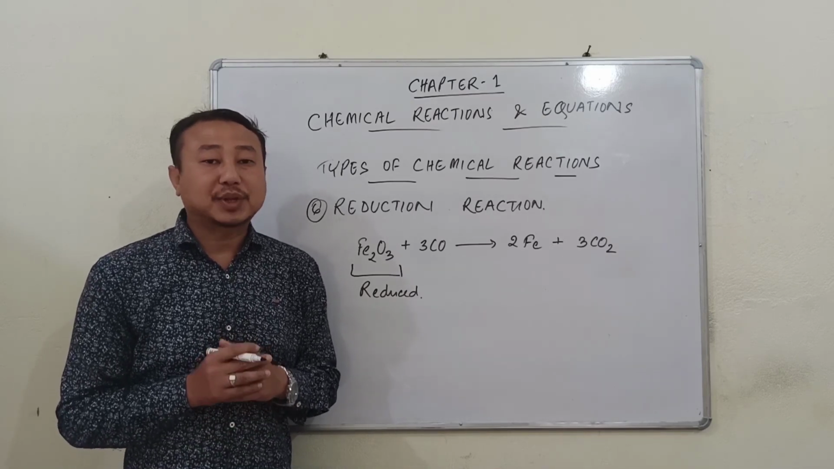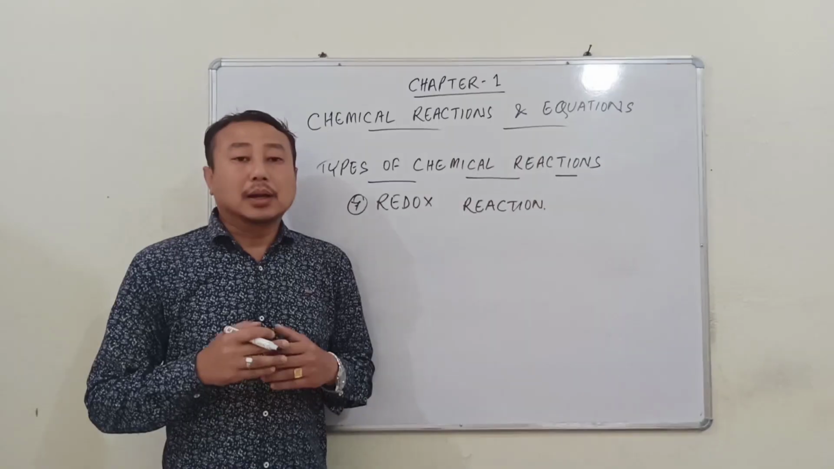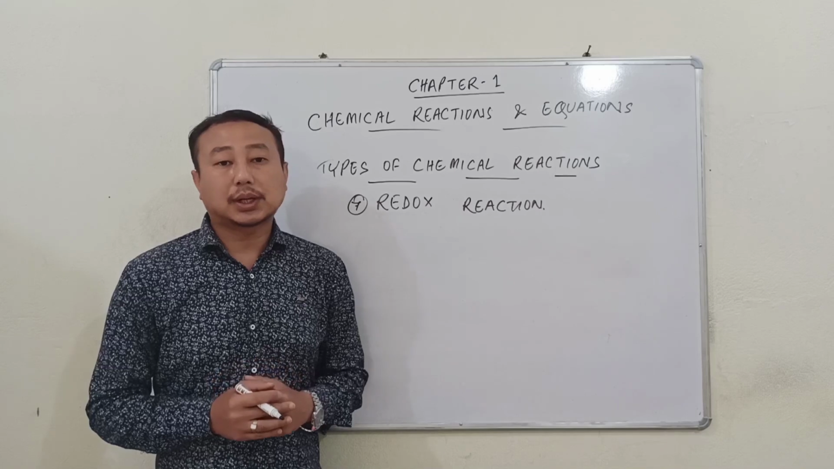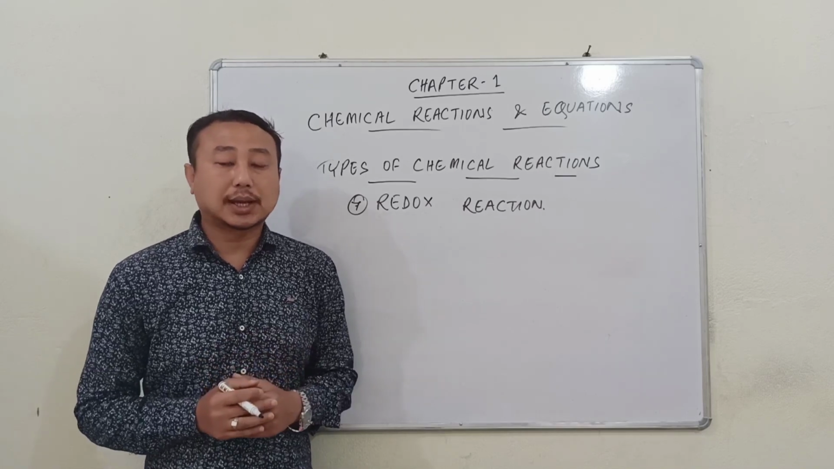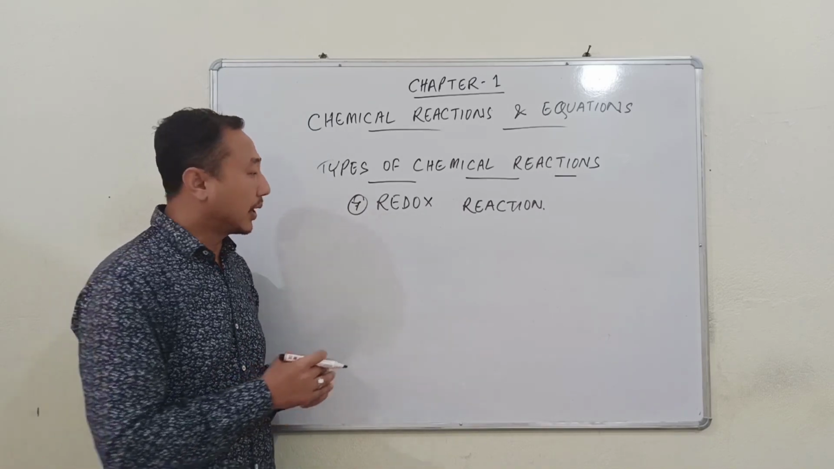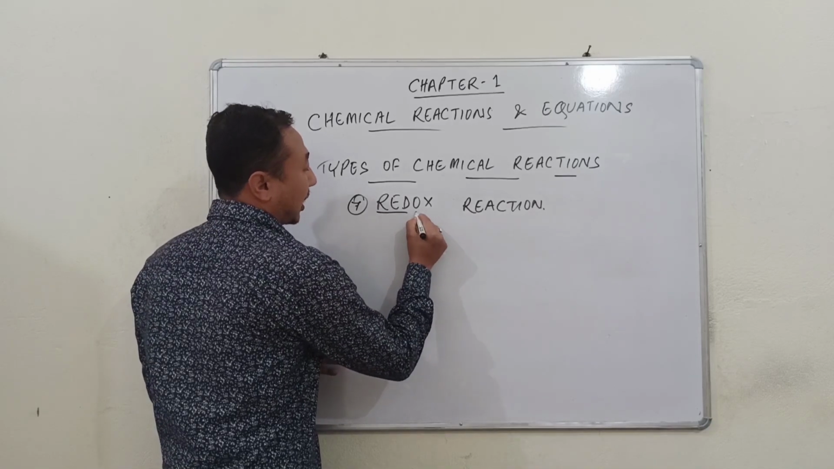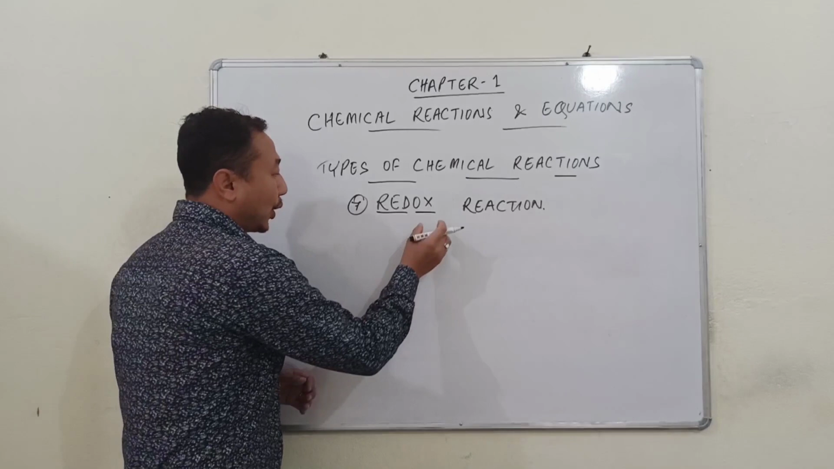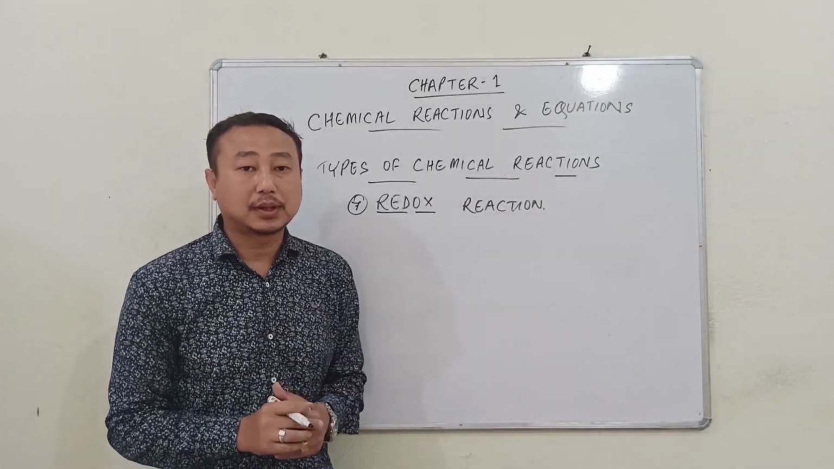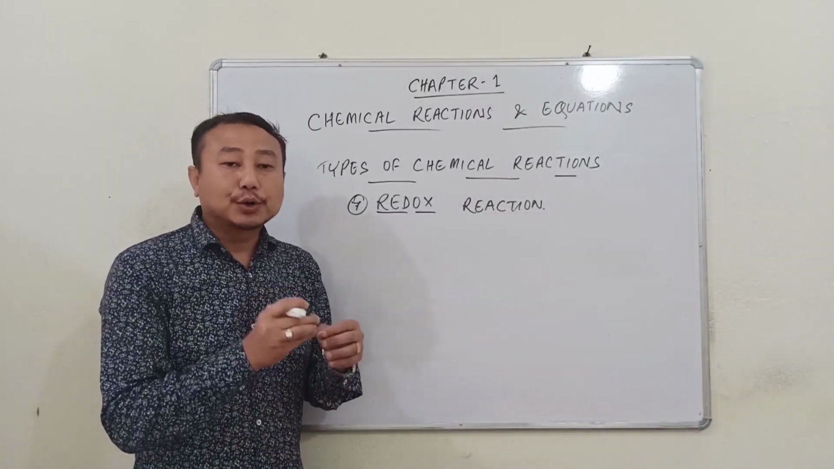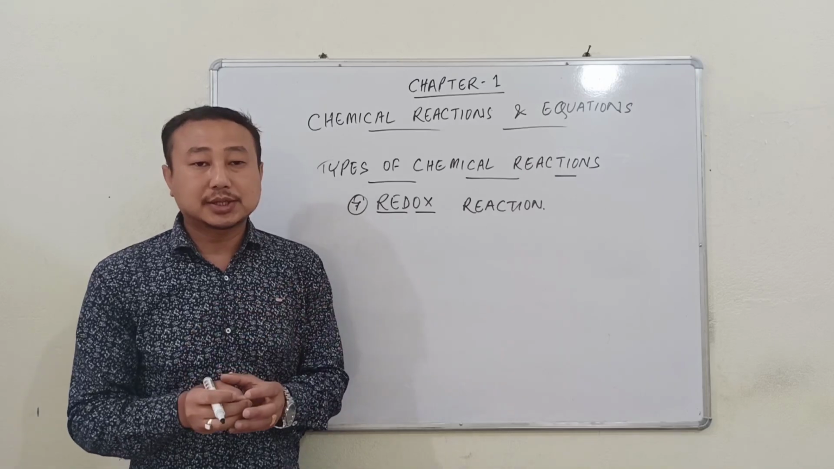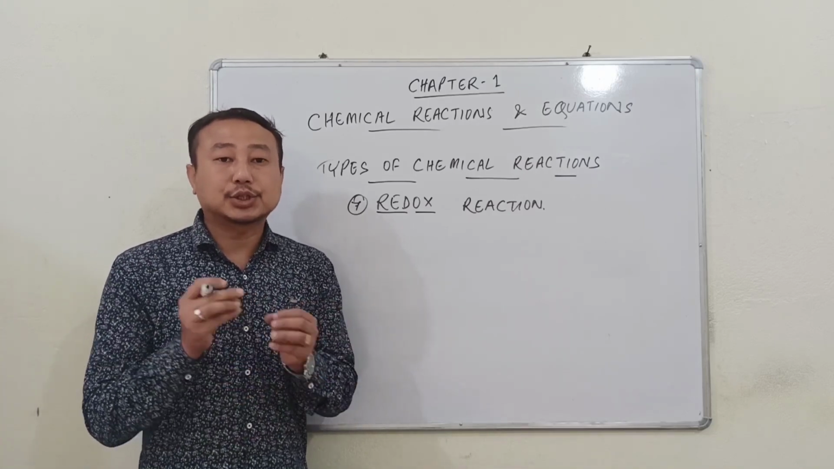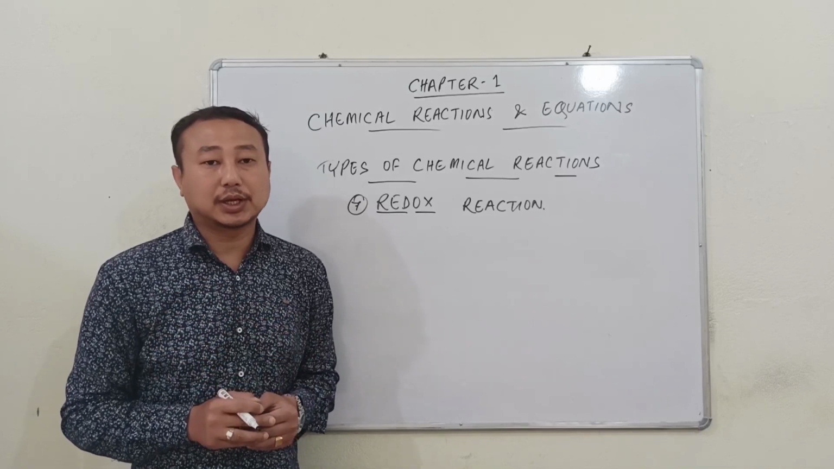Now, let us see the last type of reaction. The last type of reaction is redox reaction. Redox reaction is the combination of oxidation and reduction reaction. The name itself can be divided into two parts, red and ox. Red represents reduction, ox represents oxidation. So in this reaction, oxygen will be removed out from a substance and that will be added to another substance. That means both oxidation and reduction will be involved in this reaction.